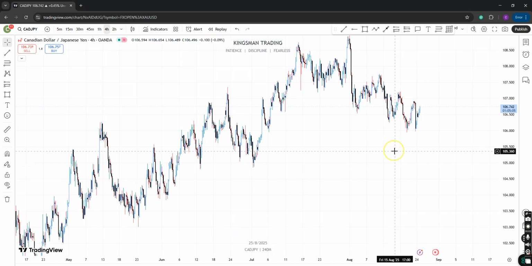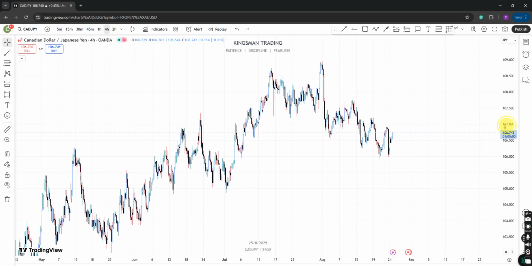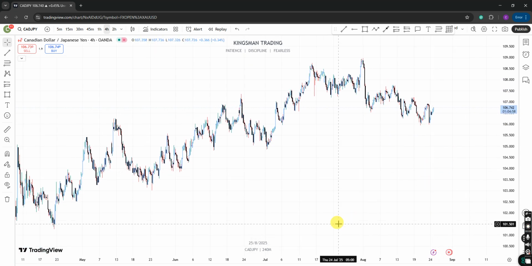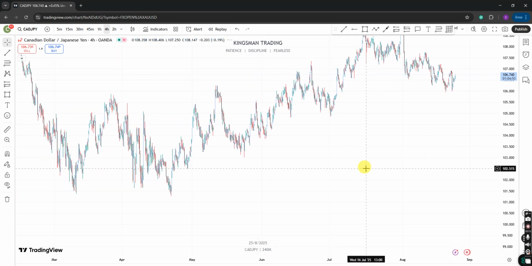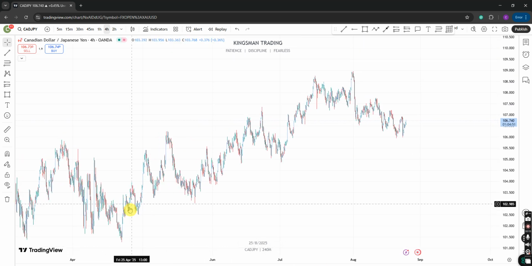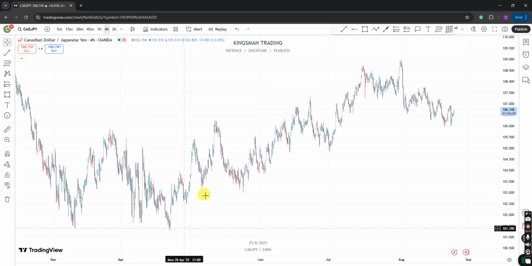So guys, right here now we are on the CAD JPY and there's a 4 hour time frame. First of all, like I always say, we should observe the structure of the market, which is very important. Based on the recent structure, we can see that it's obviously bullish. We can see how price is creating a series of new higher highs and all.